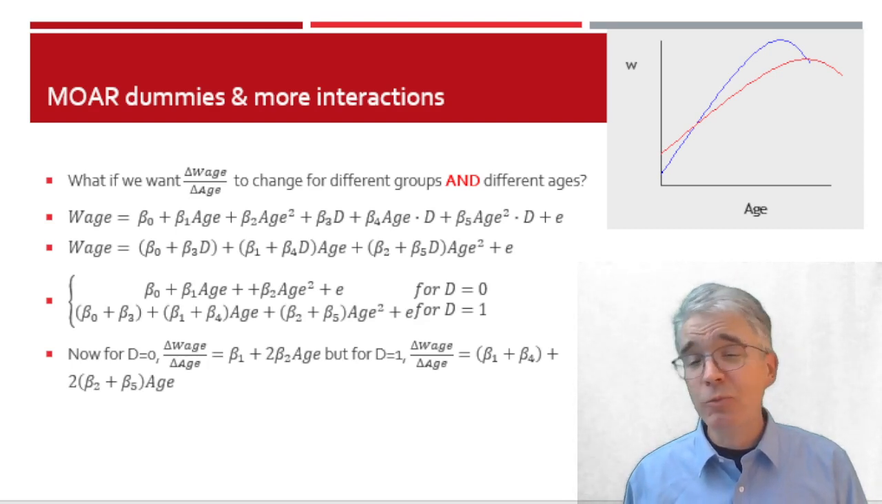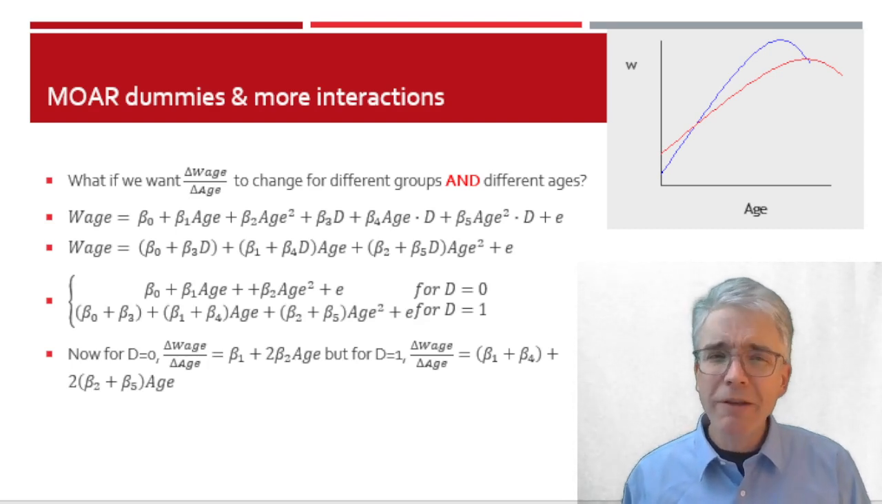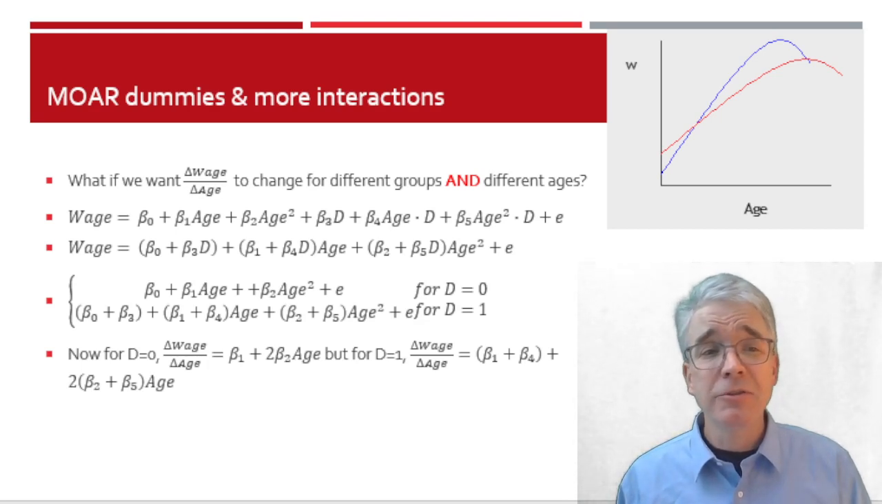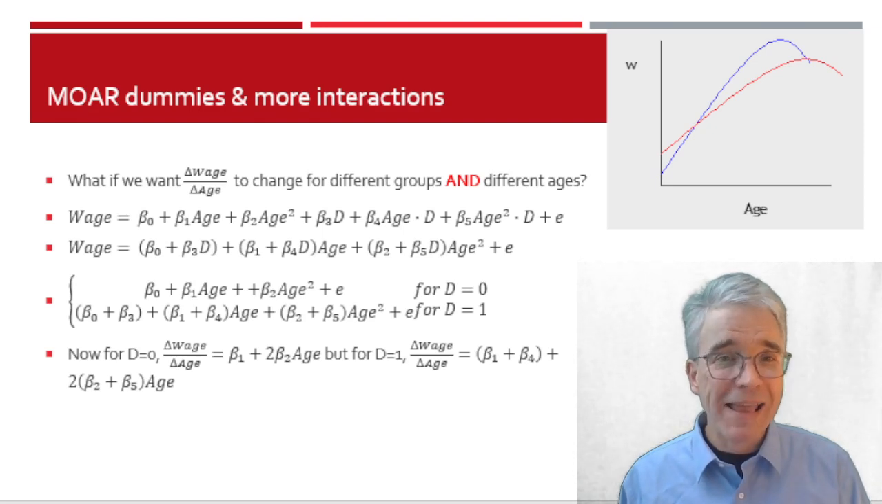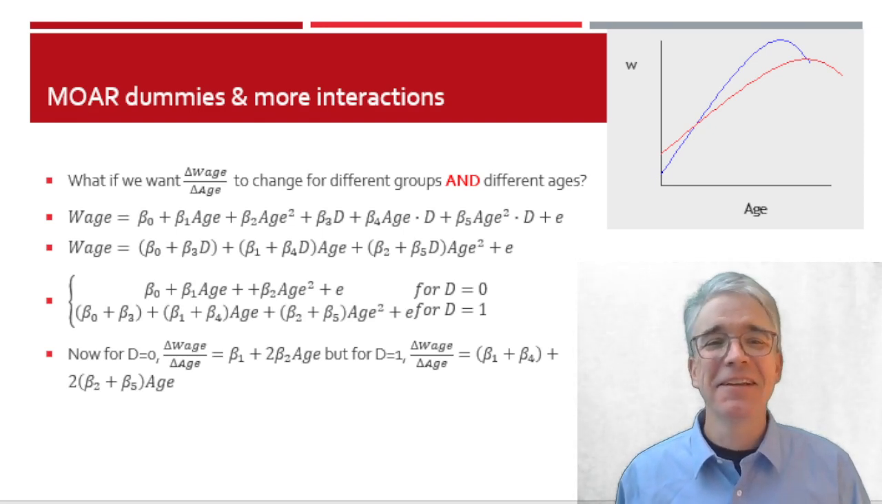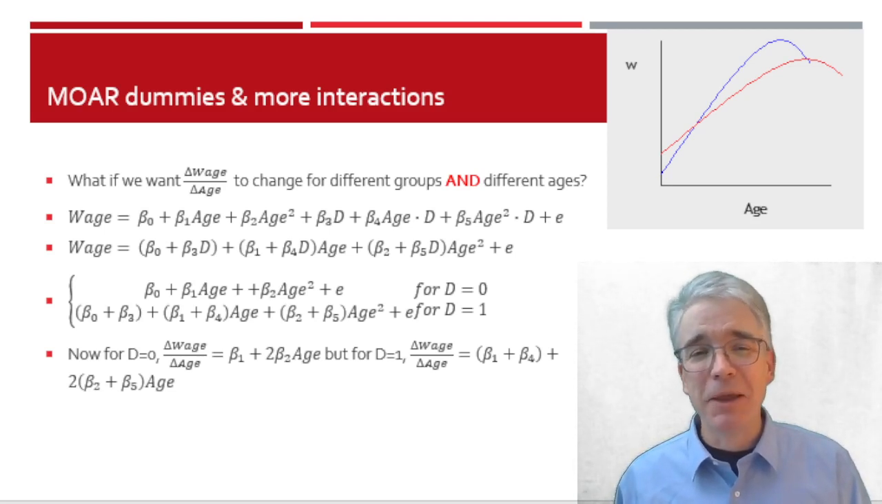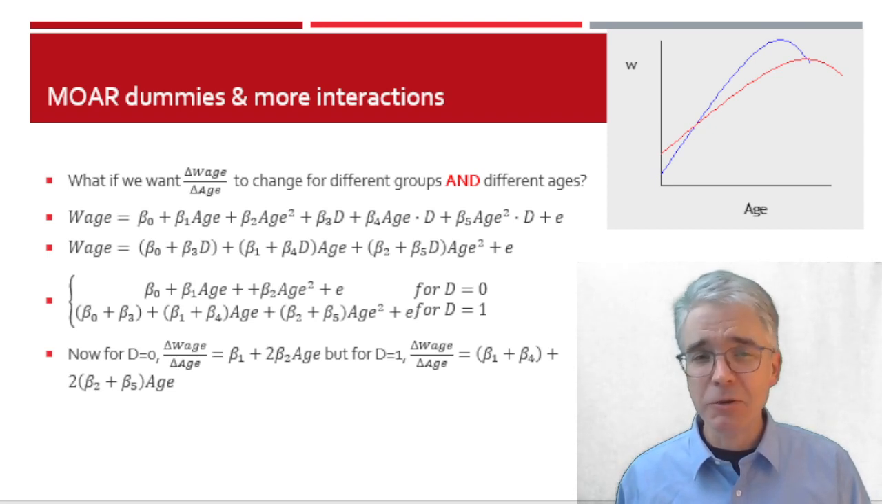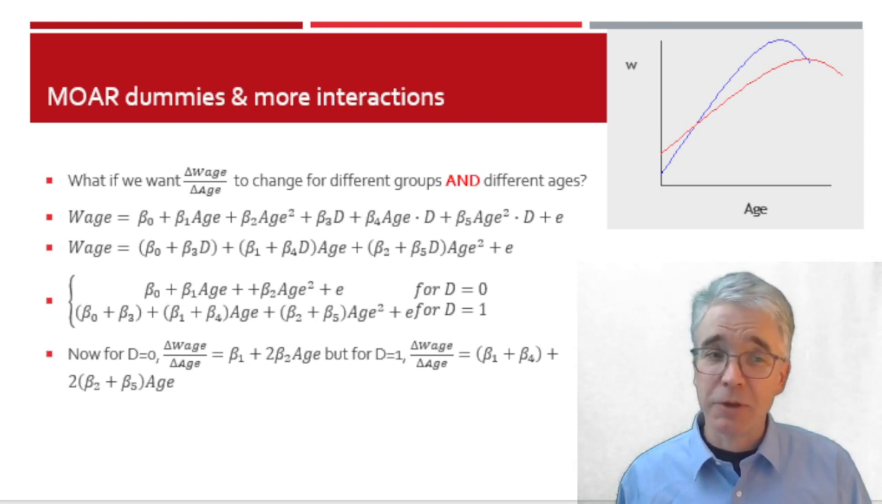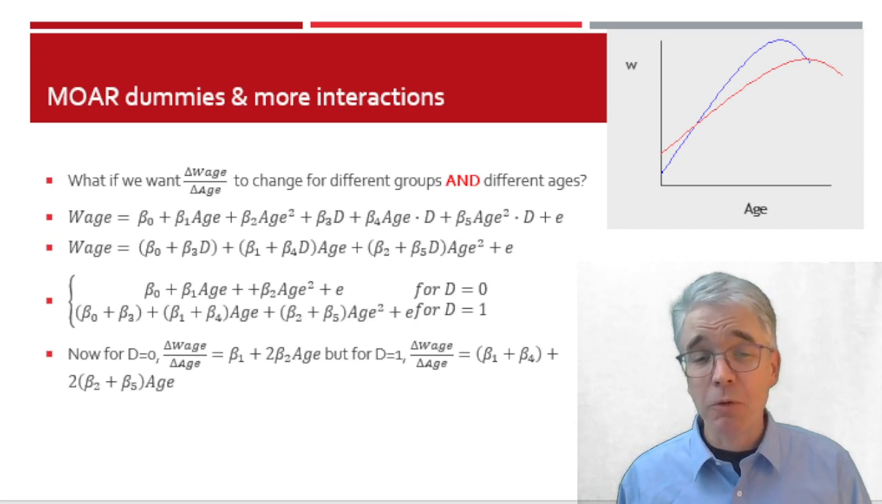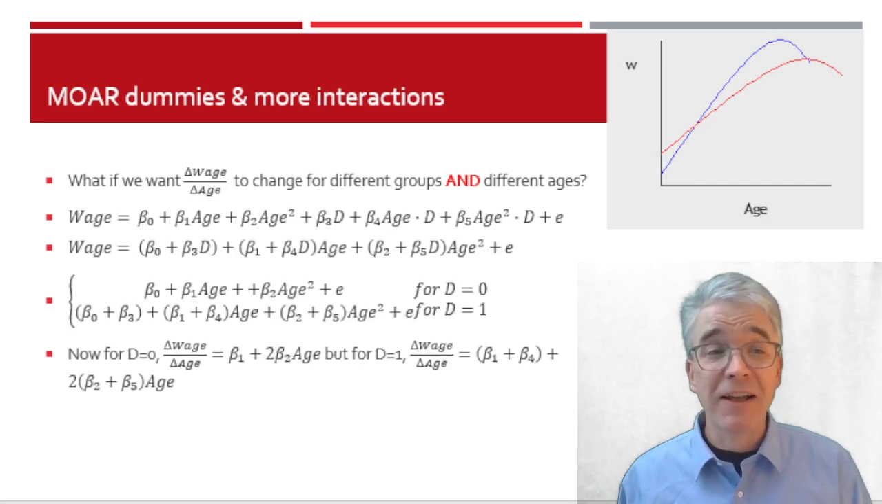Once we start with interactions, we just keep on going. What if we want delta wage, delta age to change both for different groups and for different ages? More interactions, of course. There's that beta 2 that we skipped before. Now we model wage equal to beta naught plus beta 1 age plus beta 2 age squared plus beta 3 d plus beta 4 age times d, that's the interaction of linear age, plus beta 5 age squared times d. That's the interaction term with the age squared term.